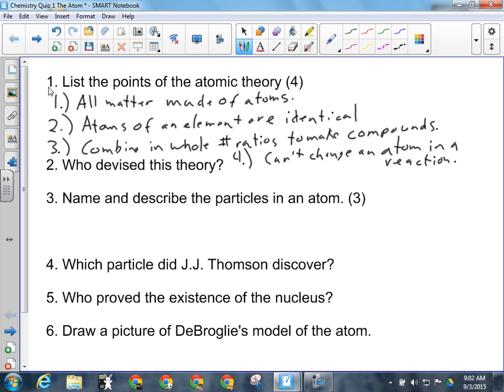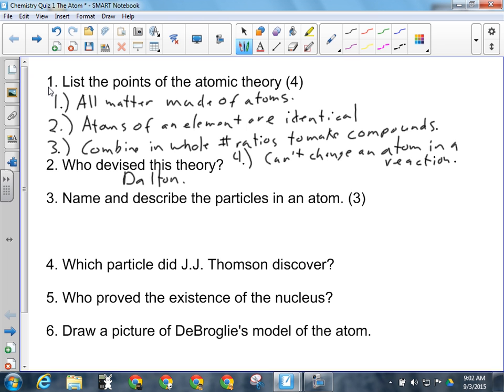Questions on any of those? All right. Who devised this theory? John Dalton. In fact, most of the time in science, if you give us their last name, that's good enough. Dalton. Name and describe the particles in an atom.